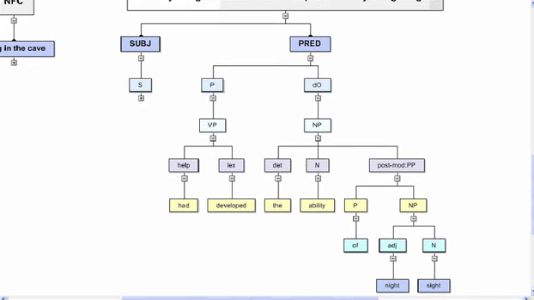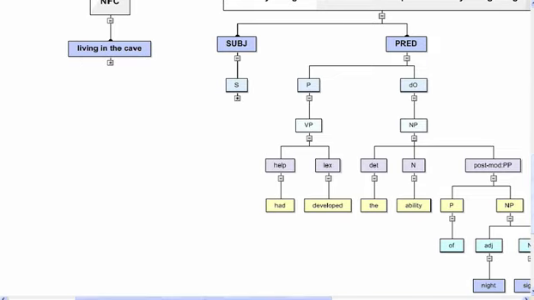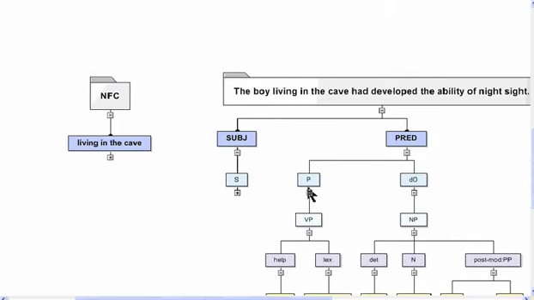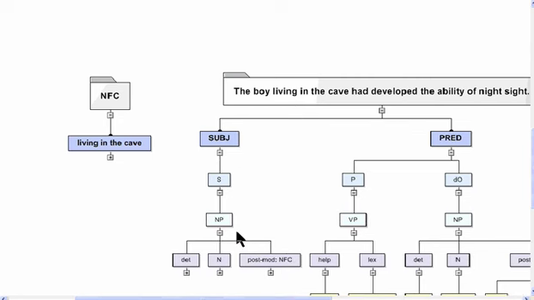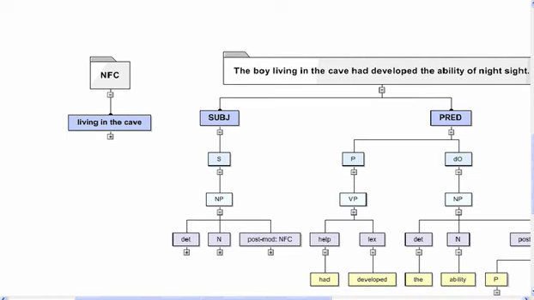Now, the aim of this tutorial is more to look at a non-finite clause, and in this subject it's the boy living in the cave. So we have the boy, it's the head of the subject, and living in the cave tells us more about the boy. And it's a noun phrase, and that noun phrase consists of a determiner, a noun, and a post modifier.